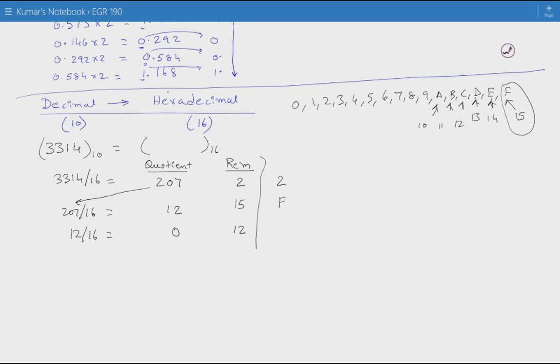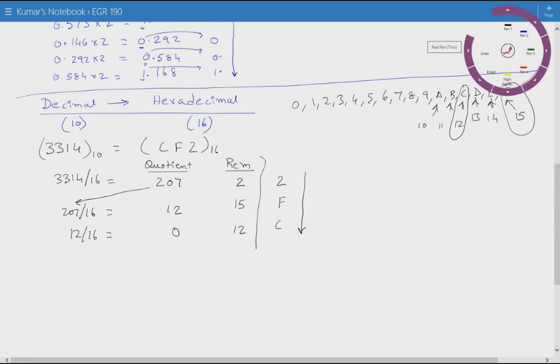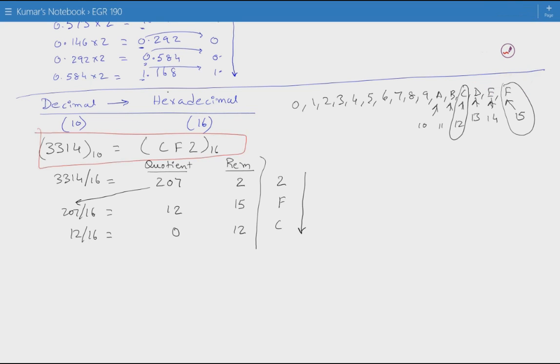Do we have 12 in hexadecimal? Yes, but it is represented by C, so we write it down. So once you do this, same as before, you start from the right: 2, followed by F, followed by C. So this way you can convert from a decimal to a hexadecimal.